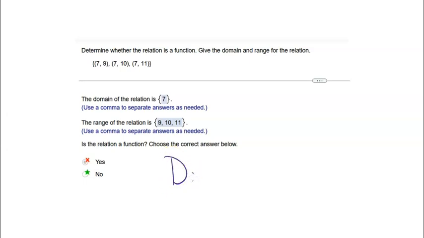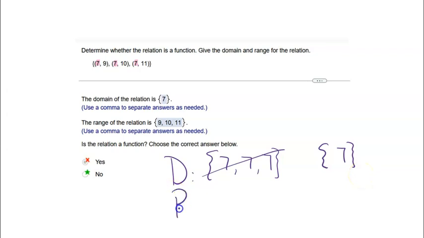Now the domain is the input, which is the x values. It's going to be the first numbers in line. Now what we don't want to do is say 7, 7, 7, because that's just the same number 3 times. That's really not the way you want to say it. If you have a number that's repeating, you just write it 1 time. So the domain is 7. If you were to do this on paper, you would have to do the curly braces and the 7, but I've noticed the homework likes to put the curly braces there for you.